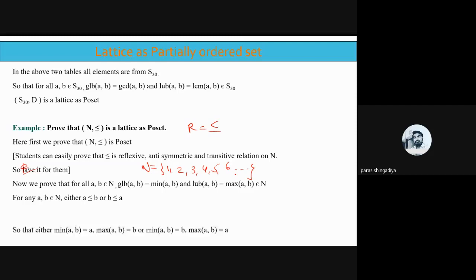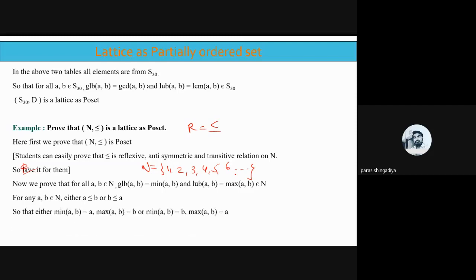So here, for the case A less than or equal to B, the minimum of AB is A. Smaller value means minimum. So A is the smaller value in comparison to B. So the minimum of AB is equal to A, and the maximum of AB? What is the answer for the maximum of AB? The bigger value. So the greatest value is B. So the maximum of AB is equal to B.